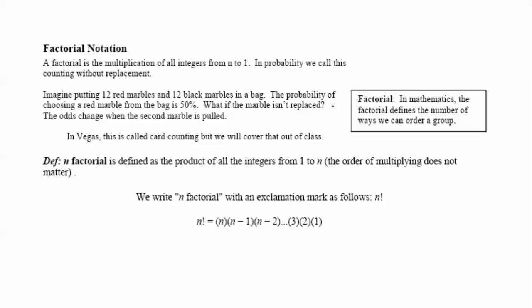Factorial, as you've learned in your math class, is just a series of multiplication. So we take the n, or the number of items or events, and we multiply sequentially from n to n minus 1, n minus 2, and so on and so forth, all the way down to 1.